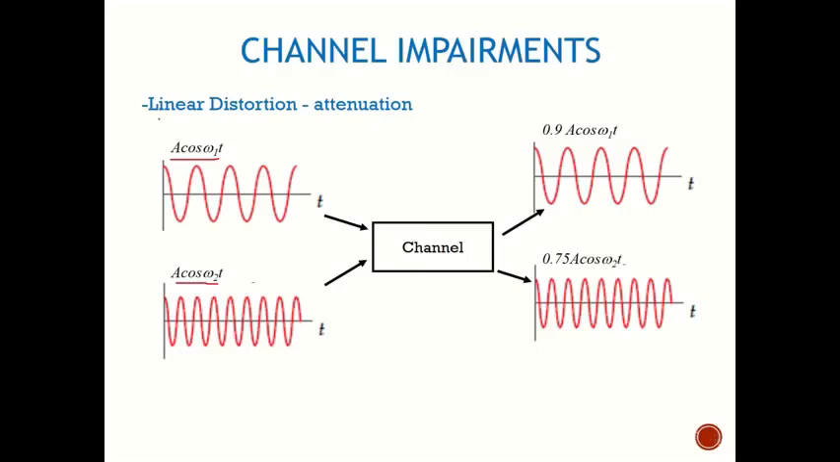So attenuation is also called linear distortion, because what happens here is that, as we said, if we transmit a signal having an amplitude of A, we may receive a signal having an amplitude of 0.9 times A, which is reduced compared to the actual transmitted signal. Similarly, we can have 0.75 times A. So this is simply attenuation, and it's called linear distortion.